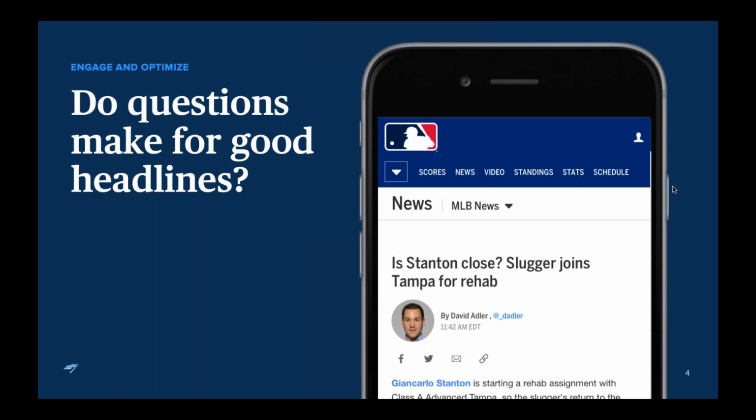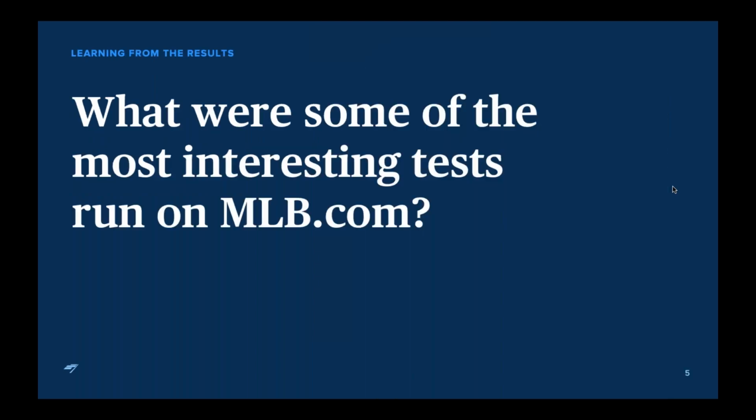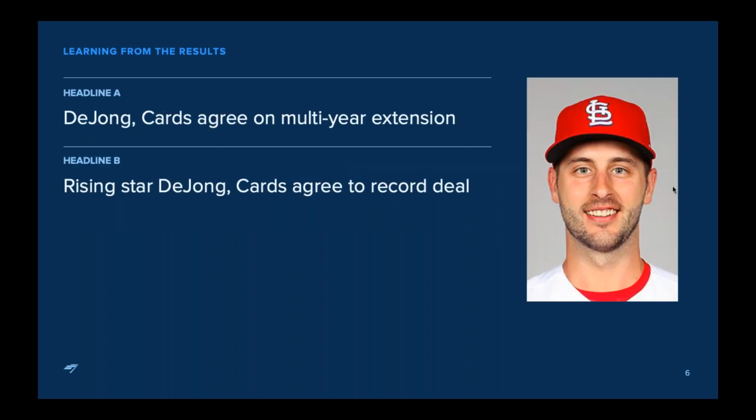Interesting. I know that you guys have brought us some examples of tests, to give us a look at some of the approaches that you've taken. So we're going to bring up some of the variants that you've written, and then you can talk a little bit about what about this test made it so interesting to you, or how it changed the way that you think about writing headlines for your audience.